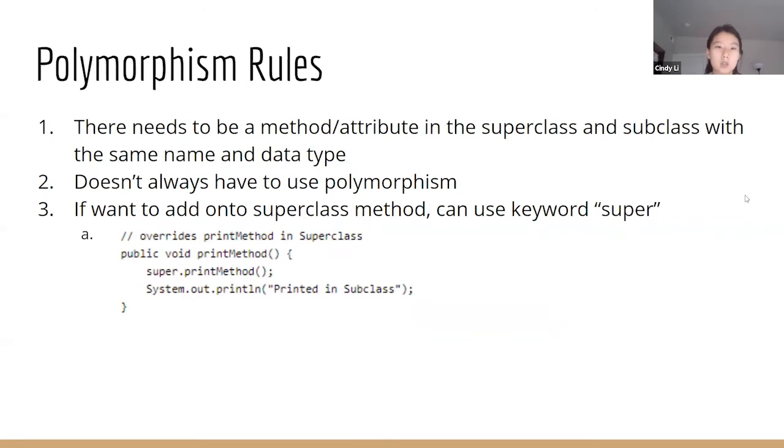Here are some general rules about polymorphism. Polymorphism needs these rules to be executed. If you don't meet the requirements and you try to do something related to polymorphism, Java will probably throw an error at you, or the code will not execute the way that you want it to. So first, there needs to be a method or attribute in the superclass and subclass with the same name and data type.